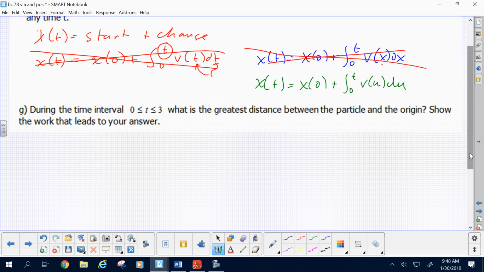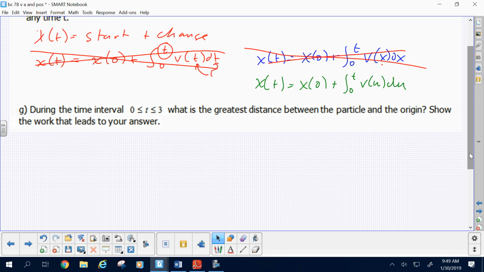Let's go to this. During the time, this one's a bit of a gotcha. This was on an AP question a couple, 4 or 5 years ago, and it was a gotcha. During the time interval from 0 to 3, what's the greatest distance between the particle and the origin? Show the work that leads to your answer. Now this is going to be good practice, first of all, because although some of you are absolute masters of extreme value theorem or absolute extreme, some of you not so much.